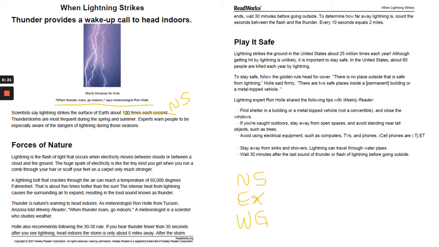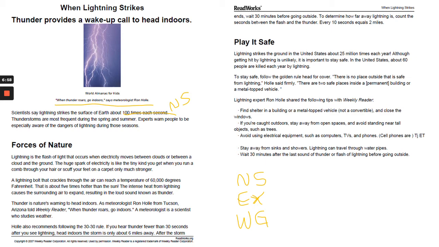Hall also recommends following the 30-30 rule. If you hear thunder fewer than 60 seconds after you see lightning, head indoors. The storm is only about 6 miles away. After the storm ends, wait 30 minutes before going outside. To determine how far away lightning is, count the seconds between the flash and the thunder. Every 10 seconds equals 2 miles.